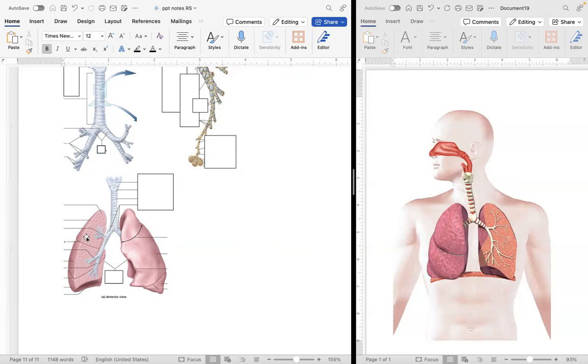And so we have 3 lobes on the right lung, which are the superior, middle, and inferior. Superior is separated from the middle lobe by the horizontal fissure here, and the middle is separated from the inferior lobe by the oblique fissure down here. And on the left side, the left lung, we have only the superior and inferior lobe, which are separated by the oblique fissure down here.